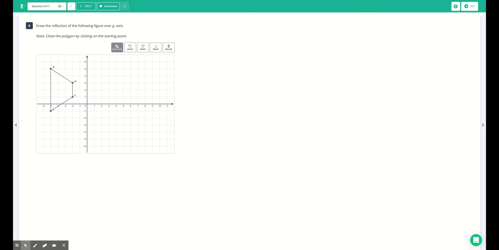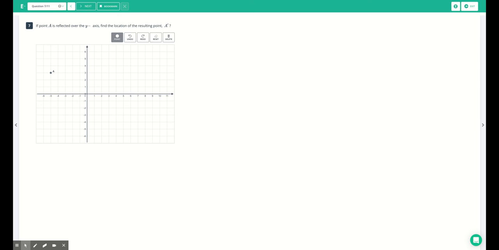Number 6, draw the reflection of the figure over the y-axis. This is your y-axis, so this figure will now become over here. And every point we move is an equal distance from the line of reflection. So point C would be at 2, 1. Point H would be at 2, 3. Point G is going to be at 5, 5. Point E is going to be at 5, negative 1. And then I'm going to close it up by clicking that last point right there.